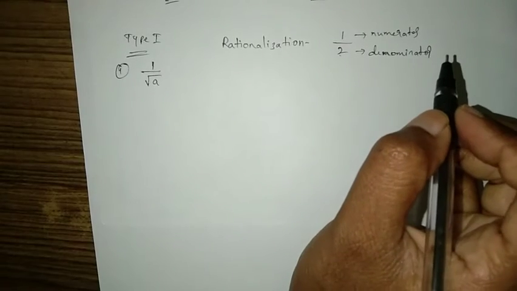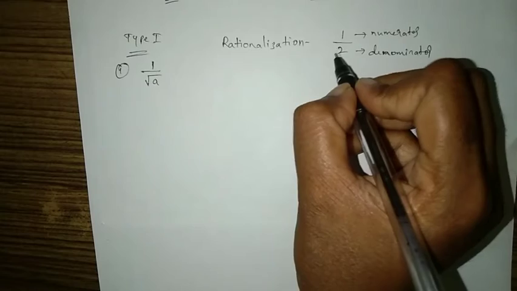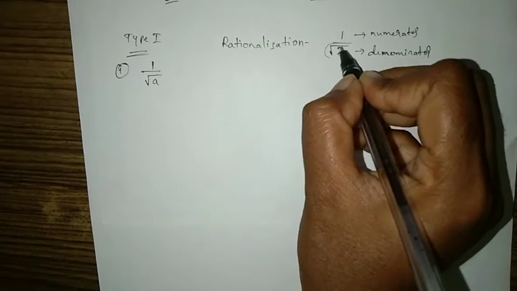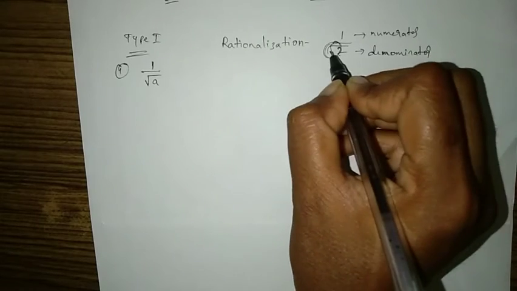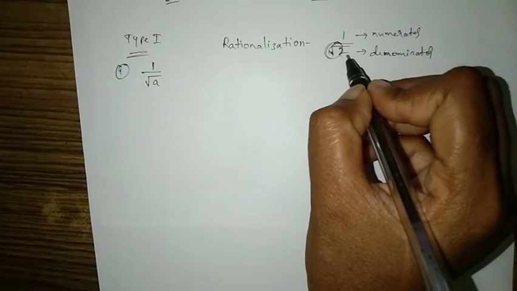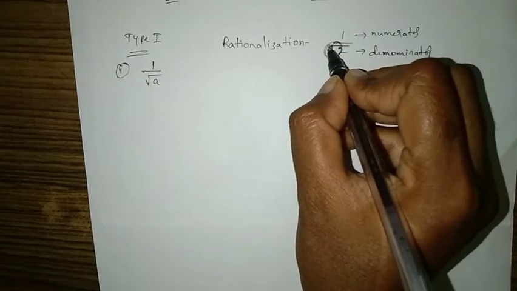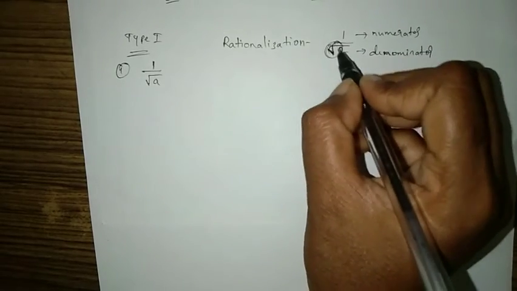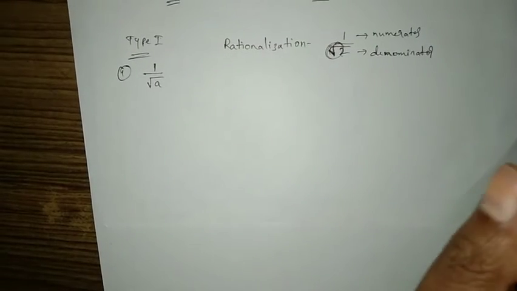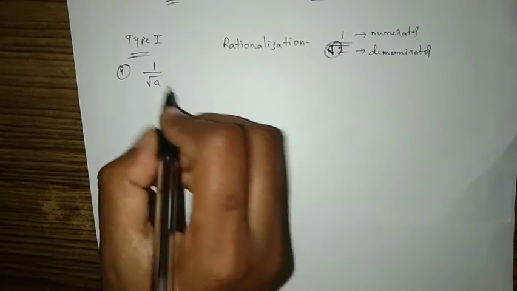All we have to do in the rationalization process is, if the given is root 2, we have to eliminate this root in the denominator. Don't worry about the numerator. Only worry about the denominator. We have to eliminate any square roots or cube roots. We have to eliminate the roots. Okay? That's what rationalization actually means.